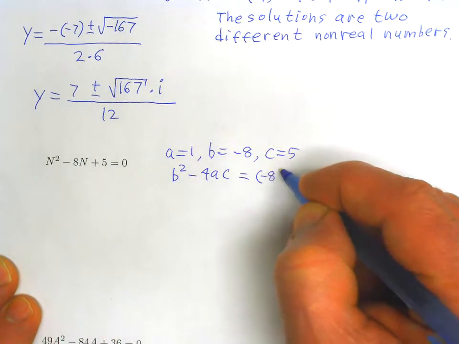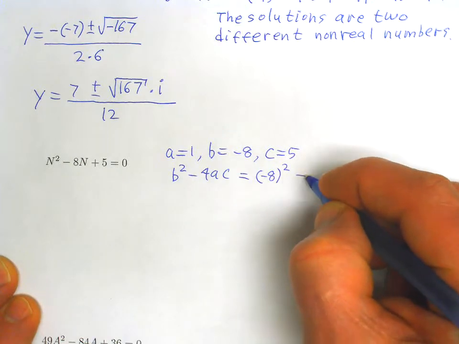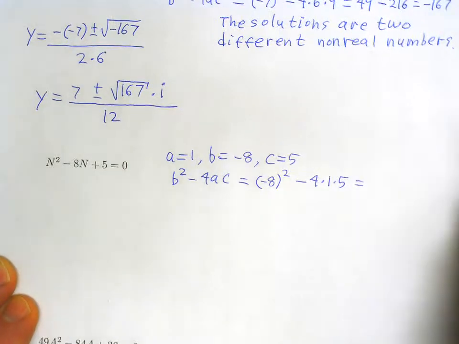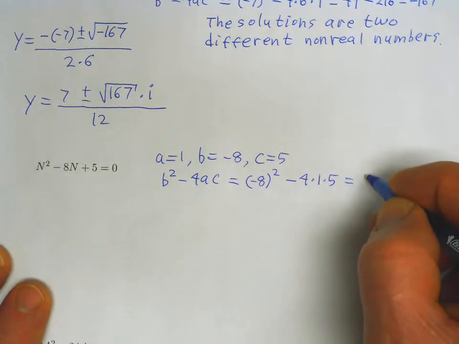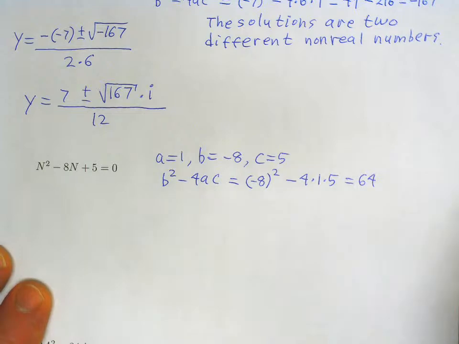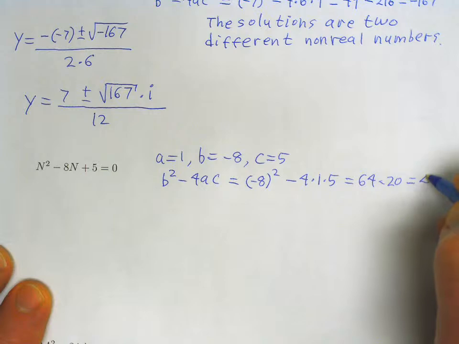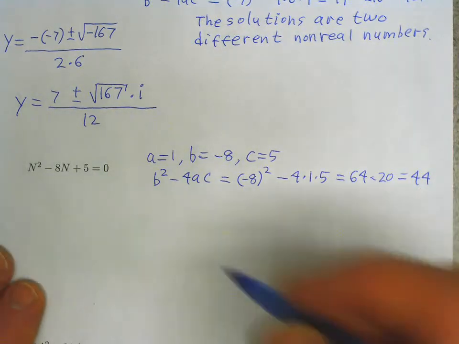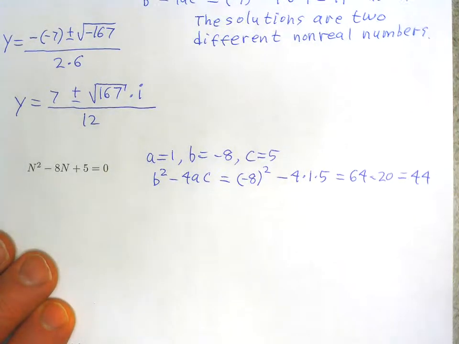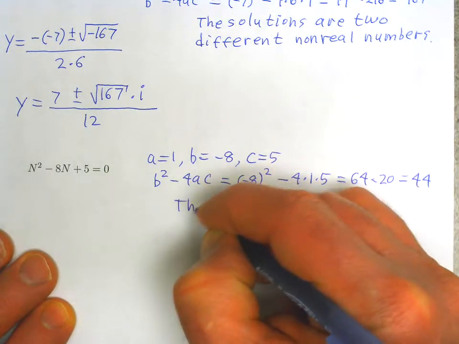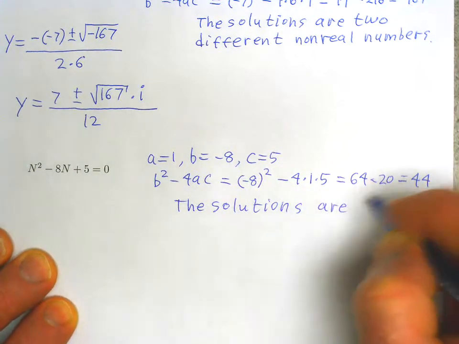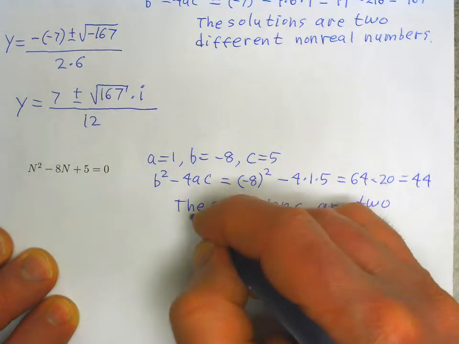So this is the number negative 8 squared minus 4 times 1 times 5, which is 64 minus 20, which is positive 44. Okay, the discriminant is positive, so that means the solutions are two different real numbers. So the solutions are two distinct real solutions.